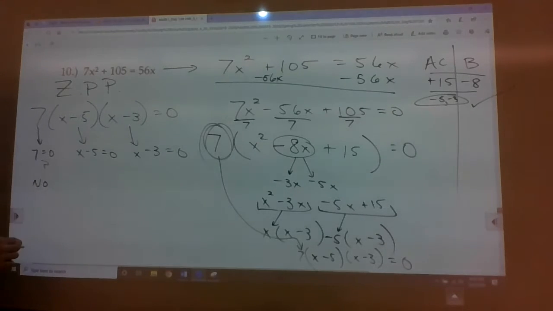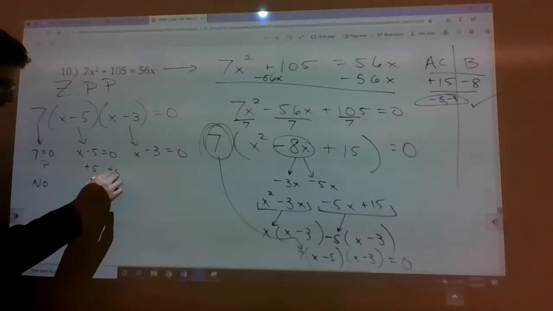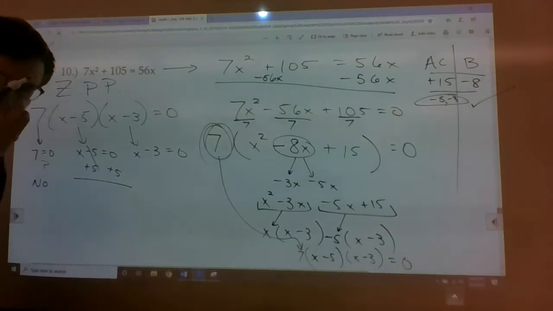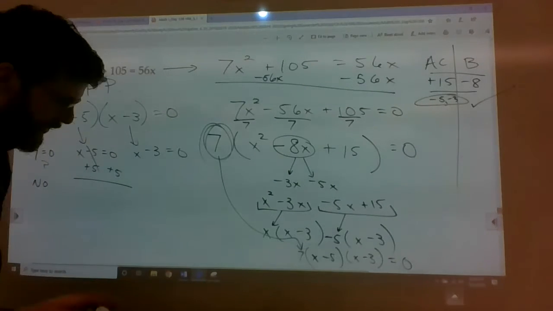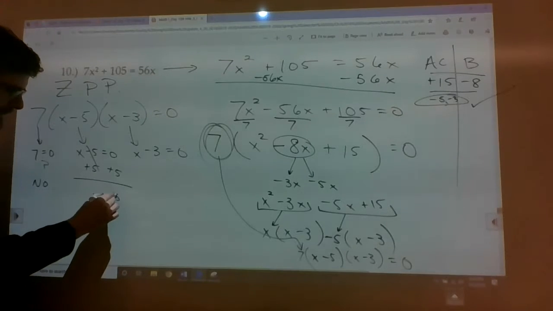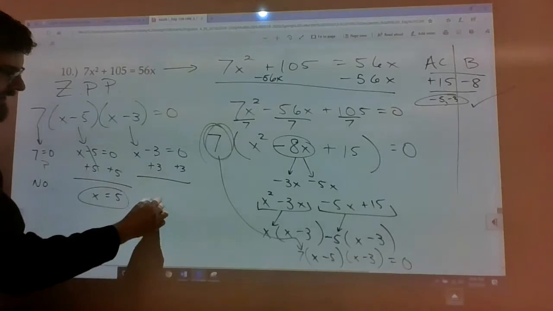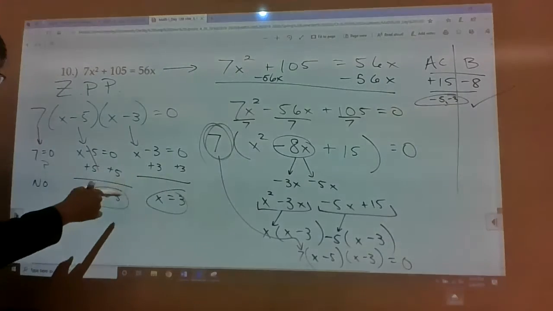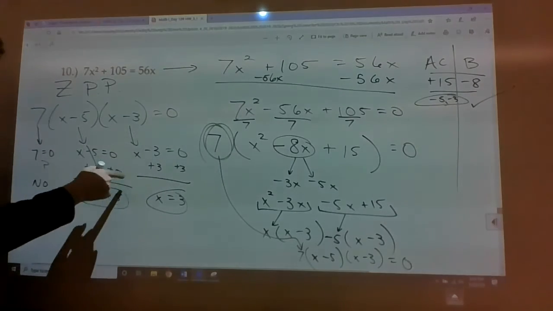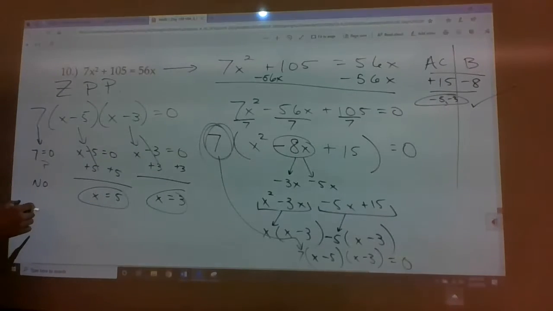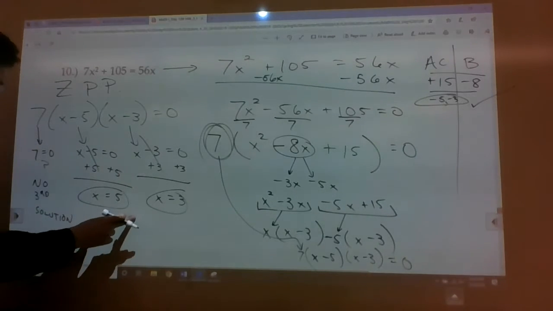Let's just, I think I'm getting ahead of myself. Let's first show that there are two solutions here. X equals positive 5 and x equals positive 3. There is no third solution from this. It's just these two. This is your final answer.